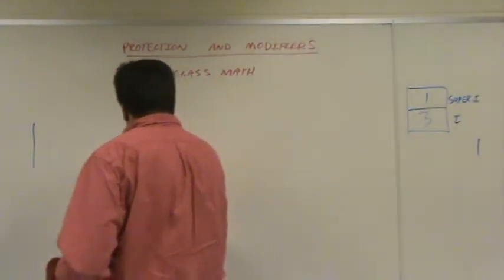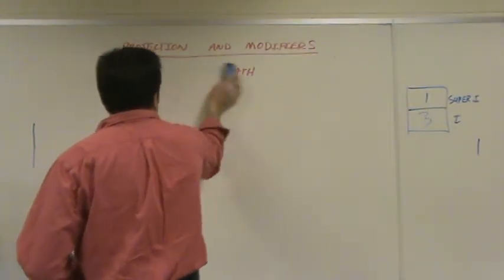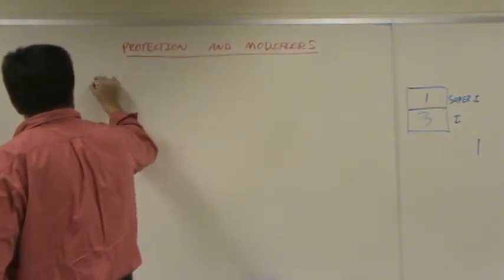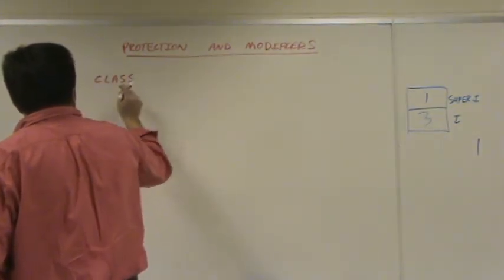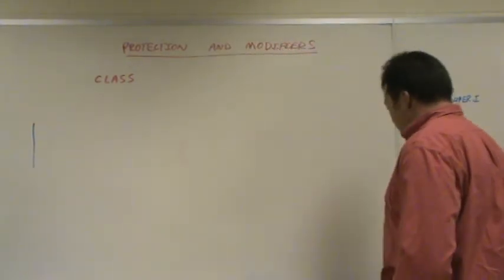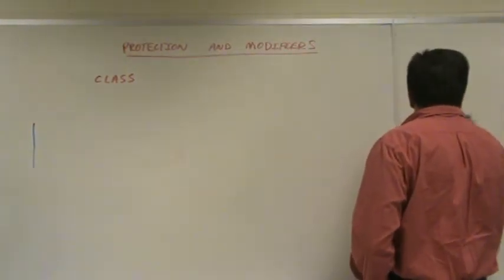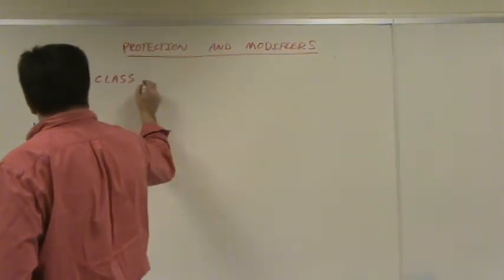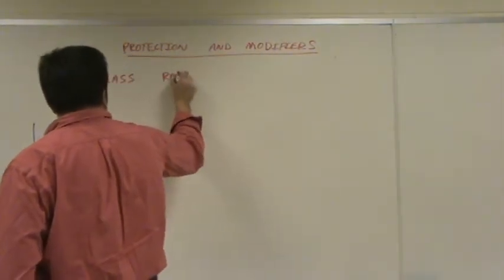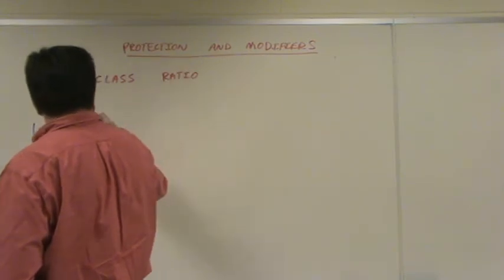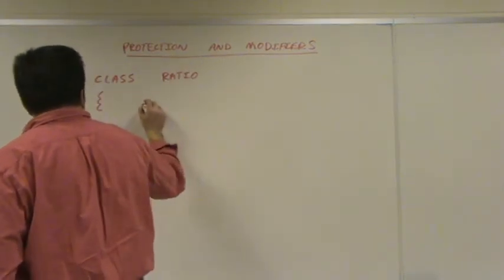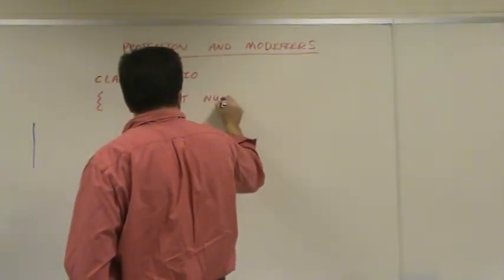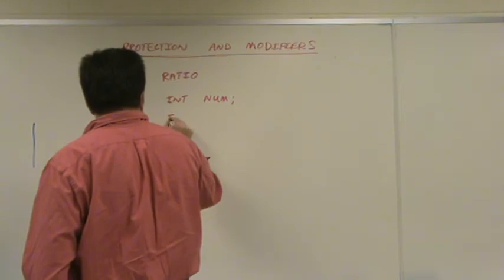Okay. So now, up till now, whenever I declared a method or a variable, let's think of an example we had before. We had a class Ratio. I'm going to leave a little room here, and we had an integer numerator and an integer denominator.